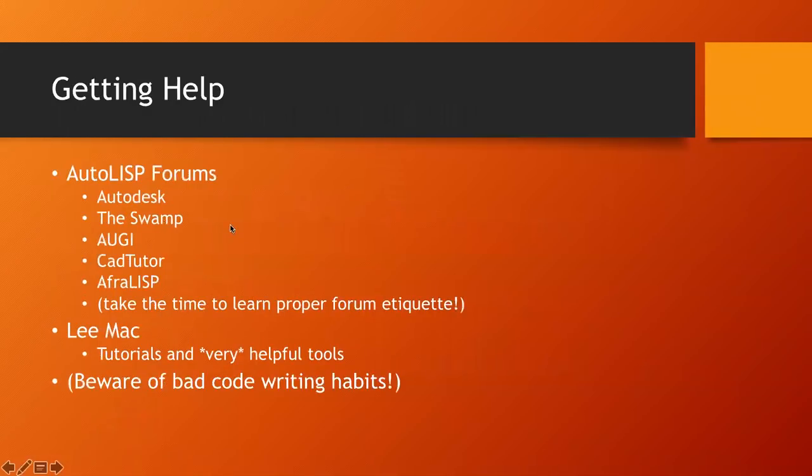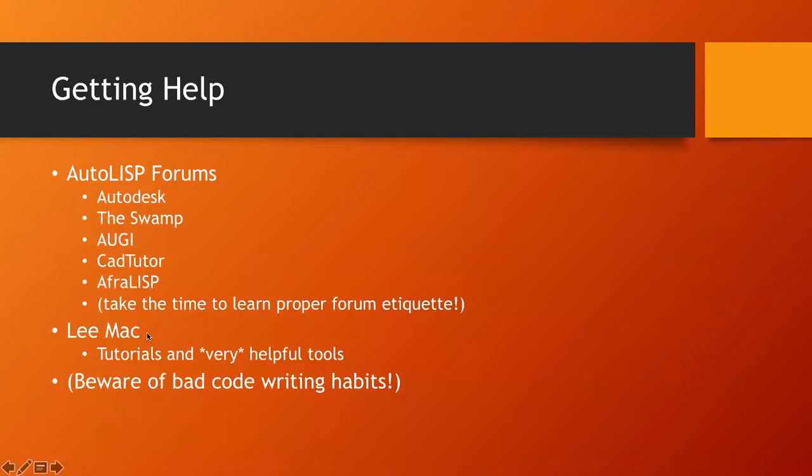One last thing before we actually write some code: as you get into code, you're going to need help. If you Google AutoLISP forums, you're pretty much going to get all of these. That's pretty much the order I would put them in. If you do get into these forums, please take the time to learn proper forum etiquette. The last thing you want is to be discouraged by doing something wrong in a forum. As you may have heard, some programmers are lacking in social skills, and they might call you a name if you do something wrong. So just learn the proper forum etiquette first. But these are great forums.